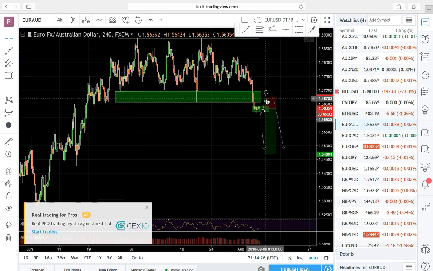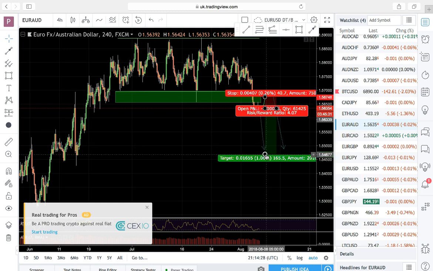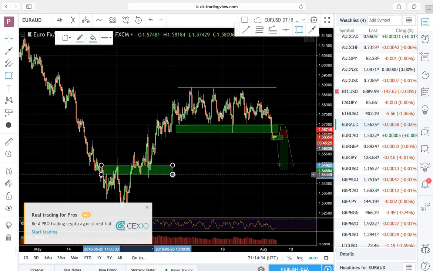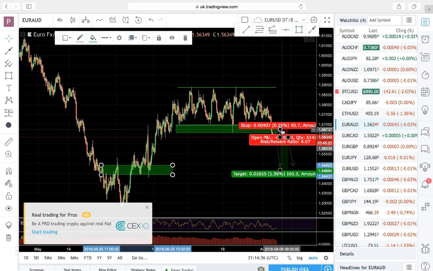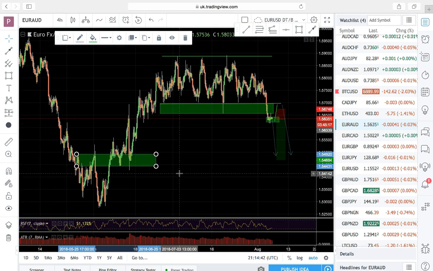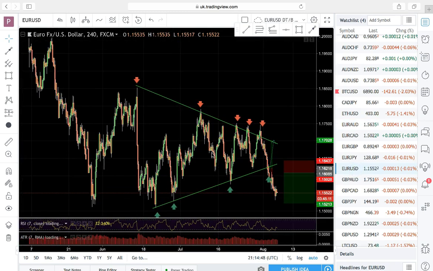Now again, stops here, targets at structure. If you have a look, you have a structure level here, a little structure shelf here. So stops always at structure, targets always at structure. Don't forget, structure acts as a magnet. Structure is key. Structure is key. Structure is key.